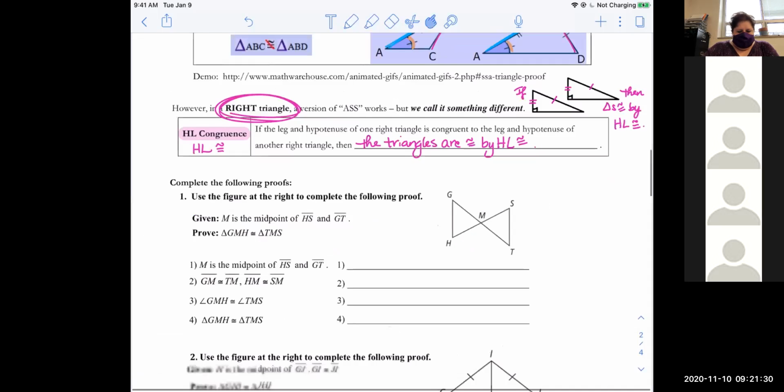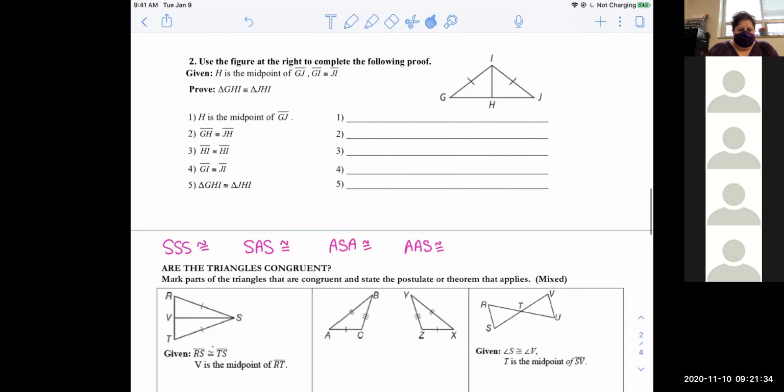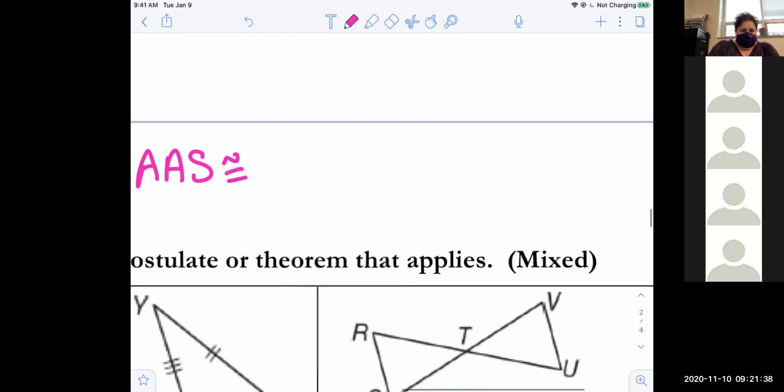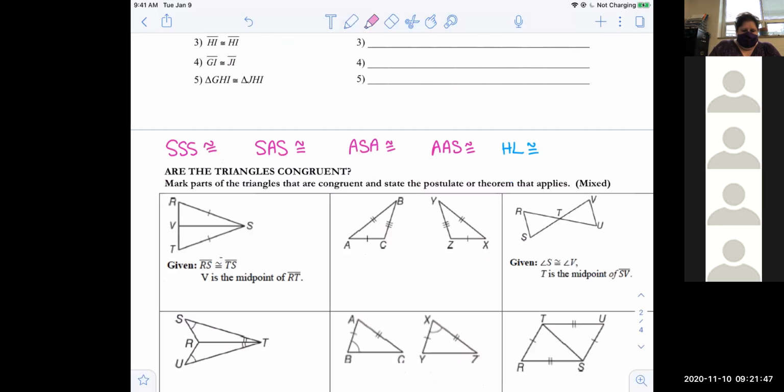Okay, we're going to skip those proofs for a minute because I want to make sure we get enough time to talk about some examples down here. So add hypotenuse leg to your list. And these are the ways that we have to prove triangles congruent: side, side, side; side, angle, side; angle, angle, side; angle, side, angle; and HL.